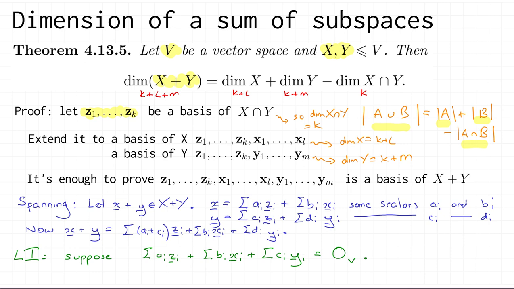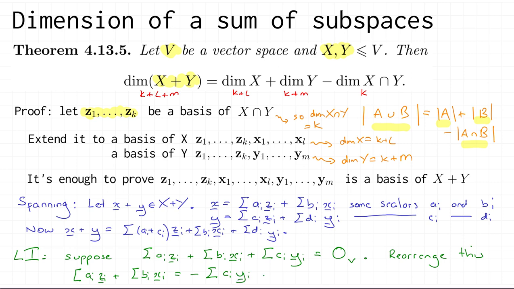Well, one thing that I'm going to do is rearrange this a little bit. We're going to rearrange this equation by moving the y's onto the other side. So if I move the y's to the right, I'll get that the sum of the ai zi's plus the sum of the bi xi's is equal to minus the sum of the ci yi's.